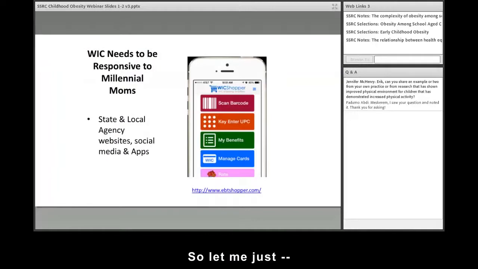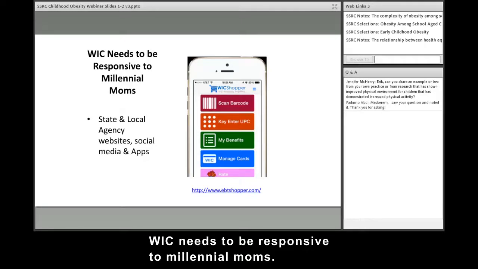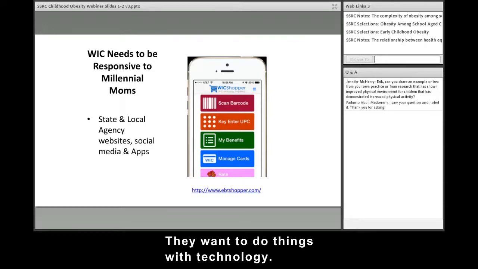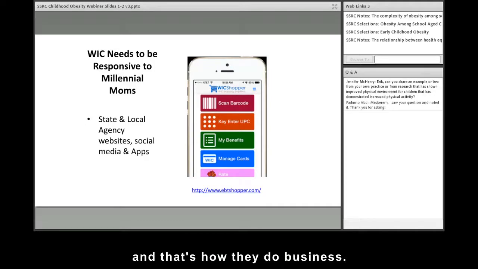So let me just, all right, move to the issue of technology. WIC needs to be responsive to millennial moms. Millennial moms don't do things in the old-fashioned way. They want to do things with technology. That's how they communicate, and that's how they find services, and that's how they do business.